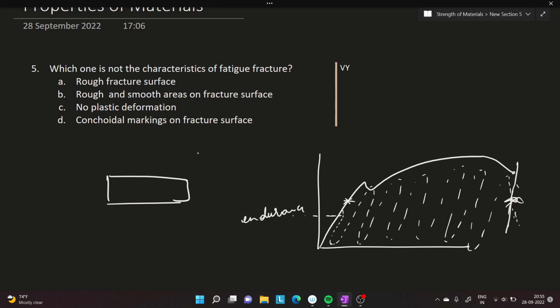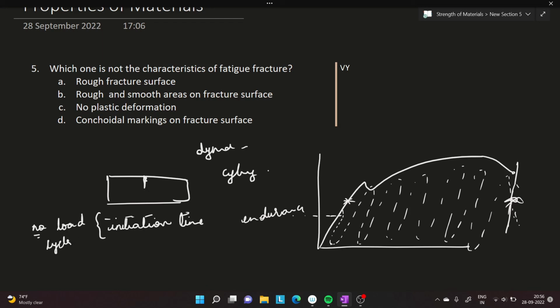This usually happens if there is a dynamic load, or if the loading and unloading is done in a cyclic manner, right? So here what exactly happens? First, there's going to be a formation of a crack. This formation of a crack is what we call the initiation time, right? So the number of load cycles required to form this particular crack is what we call the initiation time.